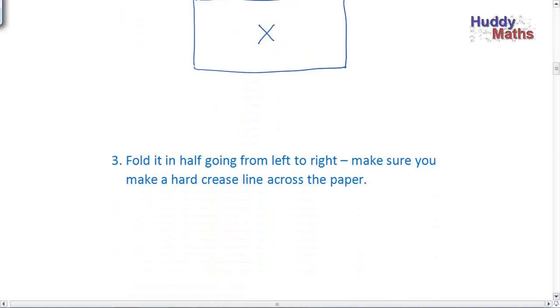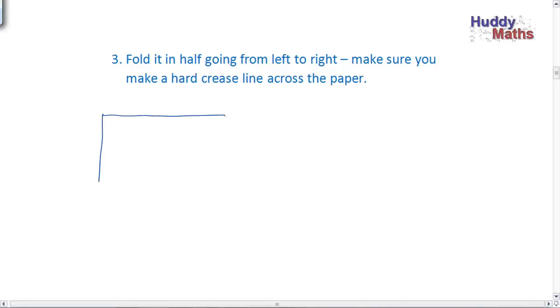Now, here we are. What do we got here? Let's draw the paper out that we've got so far. And I want you to do this activity. It's a fun activity and you're going to be able to analyze what's going on at the end, which is interesting. So when you've got that, it says fold it in half going from left to right.